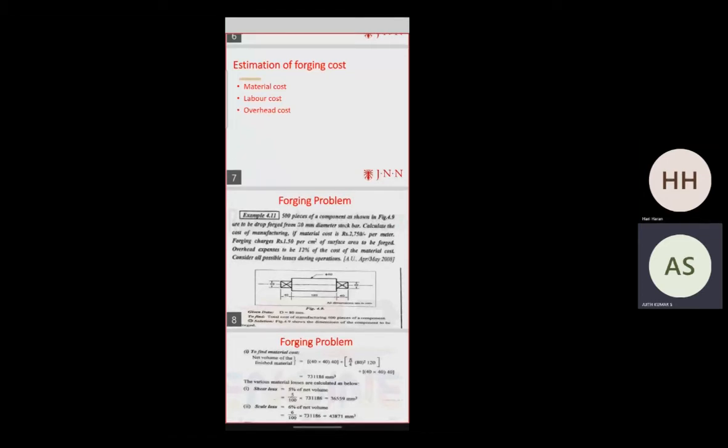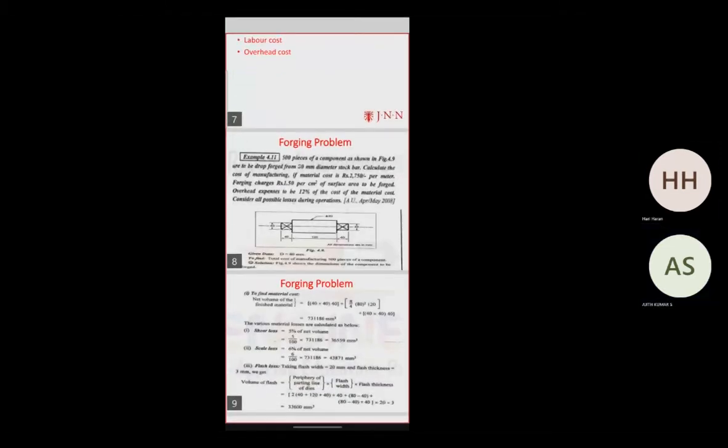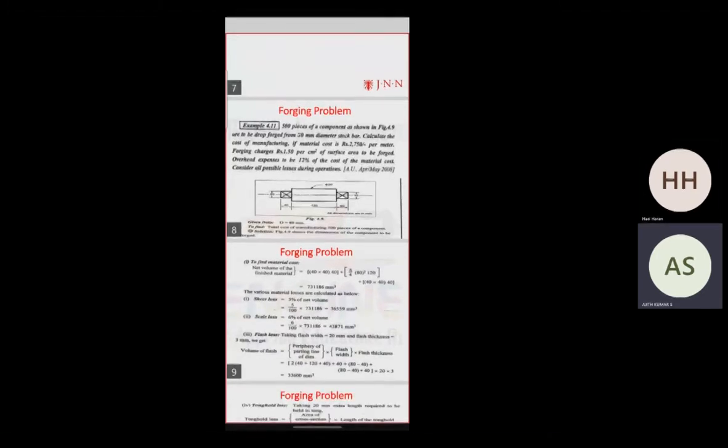So in this problem, they have given the material cost and the forging charges and the diameter and overhead expenses. You have to find the material cost and various material losses like shear losses, scale losses, flash loss. These are the losses of forging process. So first, we have to find the material cost. For that, we have to find the net volume of the material.